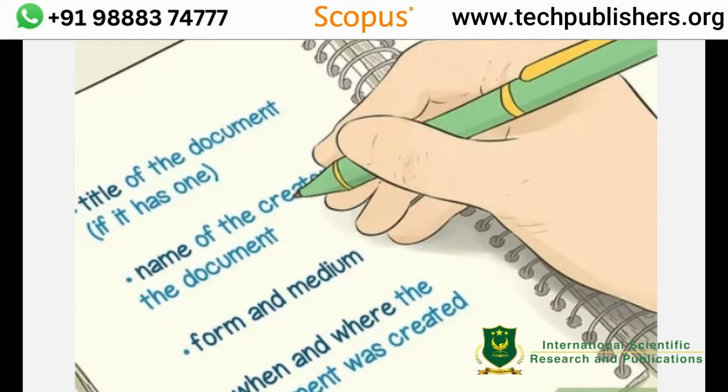You can take it as the title of the document, the name of the creator of the document, for example, depending on the type of document you are working with. This could be the author, artist, director, performer, or photographer, the form and the medium of the document, when and where the document was created, and the historical background and the cultural context of the work.